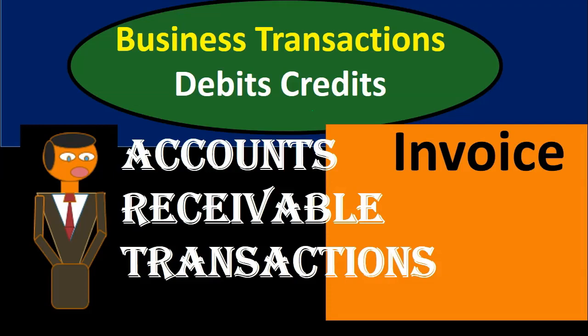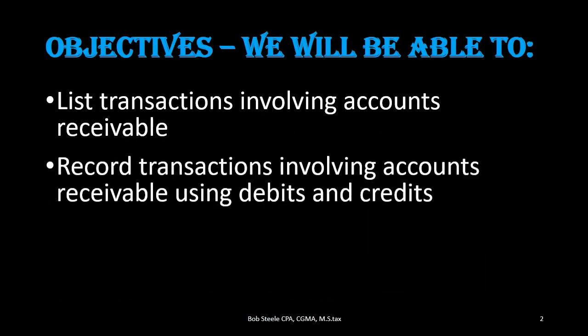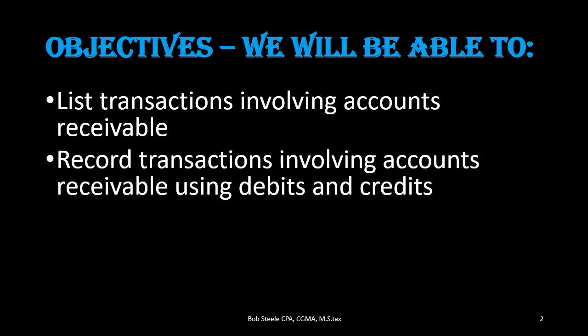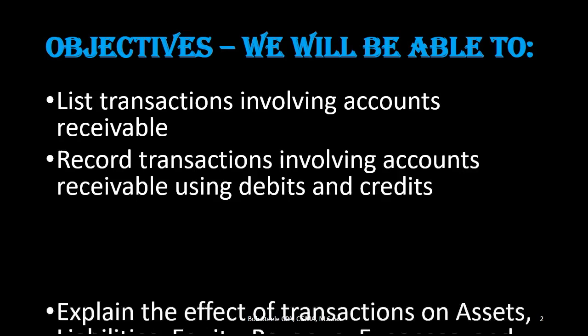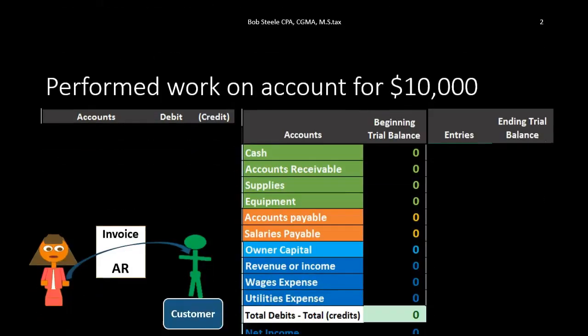Hello, in this presentation we will be recording journal entries for business transactions related to accounts receivable, otherwise known as the revenue cycle. We will be recording these using debits and credits. At the end of this, we will be able to list transactions involving accounts receivable, record transactions involving accounts receivable using debits and credits, and explain the effect of transactions on assets, liabilities, equity, revenue, expenses, and net income.